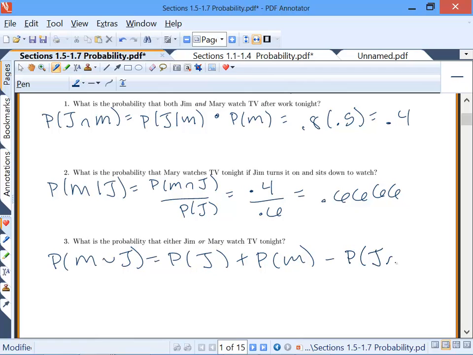intersection. And we subtract the intersection because we don't want to count it twice. So what was Jim? 0.6. Mary was 0.5 minus the intersection of 0.4 gives me 0.7. So there's a 70% chance that at least one of them is going to watch TV tonight. Now notice if you'd forgotten to subtract out the intersection, what would have happened? You would have gotten a probability bigger than 1.